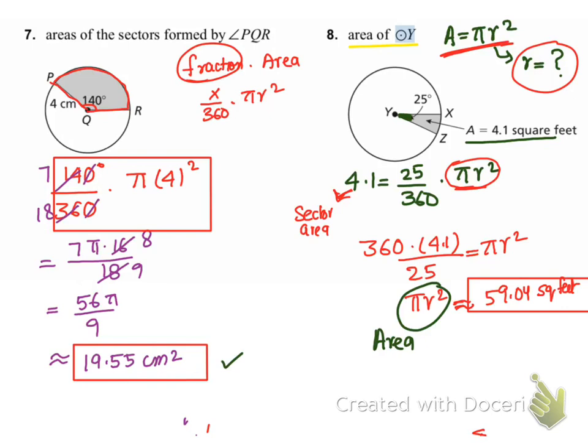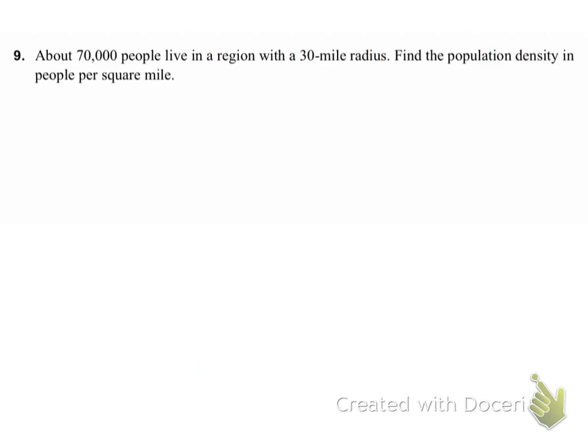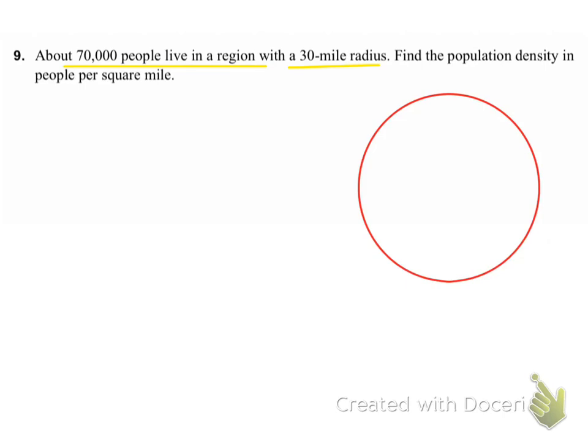Let's move to question number 9. About 70,000 people live in a region with a 30-mile radius. So it means they're talking about a circle. So that's a circular region where the radius is 30 miles. 30 miles is given. All right, that's the center. And how many people live over there? There are 70,000 people living over there in the whole area.